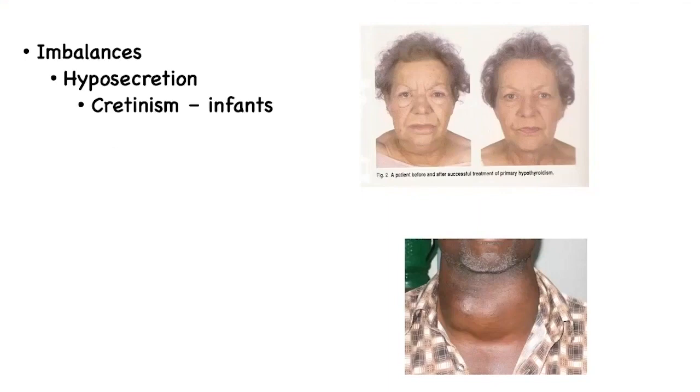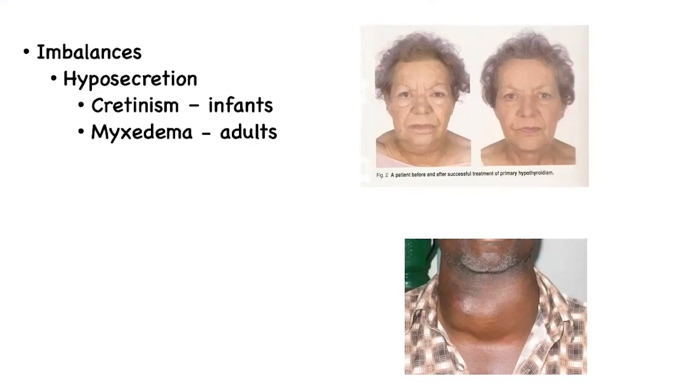Let's look at some imbalances for thyroid hormone. Let's begin with hyposecretion in infants. This condition is called cretinism or congenital hypothyroidism. It develops when an infant is born with inadequate thyroid function. If not treated early, delayed physical and nervous system development will occur. It is completely avoidable with early diagnosis and treatment. Infants are screened for hypothyroidism at birth to prevent this permanent damage.